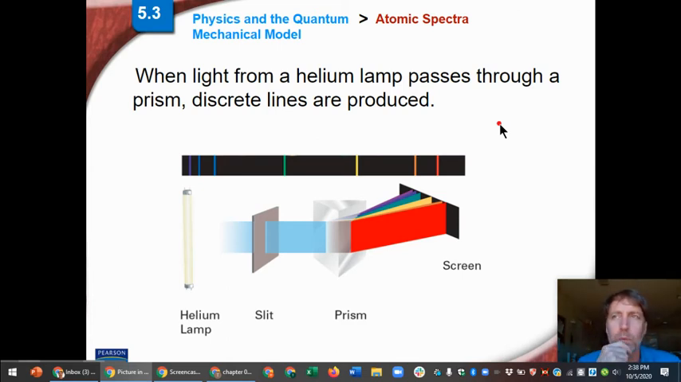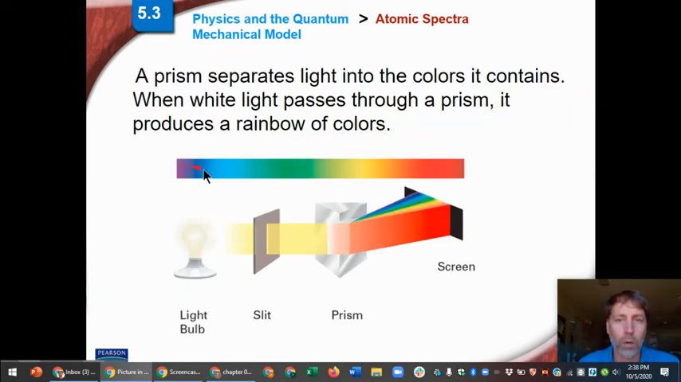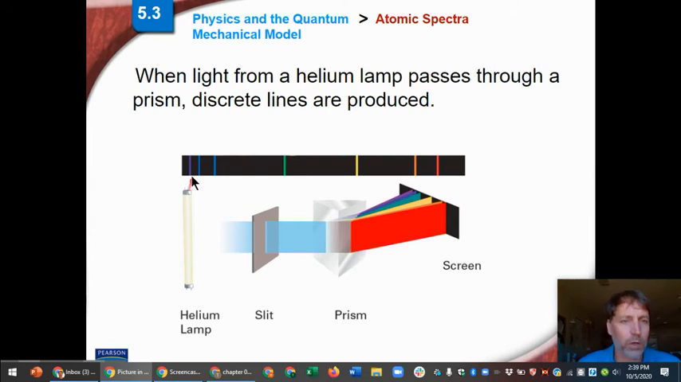Now we're going to think about helium, just helium gas. When light from a helium lamp passes through a prism, discrete lines are produced. So rather than a whole gradation from red down into orange, yellow, green, blue, into violet, into purple, when you pass an atom through there, you have these distinct lines. Distinct lines are produced. So distinct patterns.